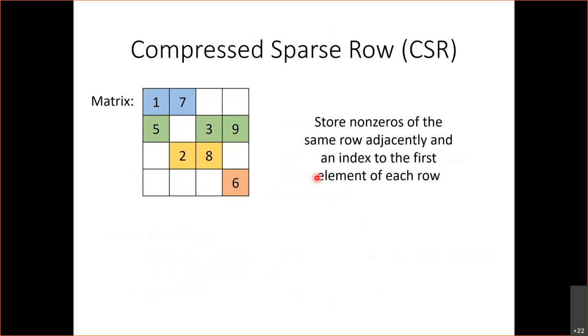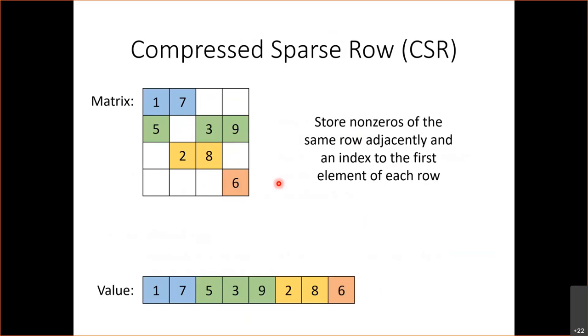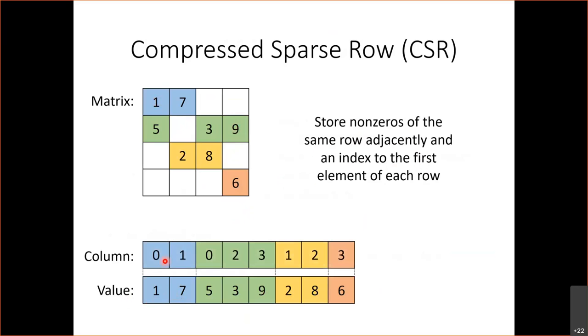So here for our values, we're going to have the non-zeros in the first row next to each other, the non-zeros in the next row next to each other, the non-zeros in the third row next to each other, etc. For each of these values, we're going to have the corresponding column index. So here, the 1 is at column 0, 7 is at column 1, so we have 0, 1. Over here, 5, 3, and 9 are at columns 0, 2, and 3, so that's why we have 0, 2, and 3 over here. 2 and 8 are at columns 1 and 2, so we're going to have 1 and 2 over here.